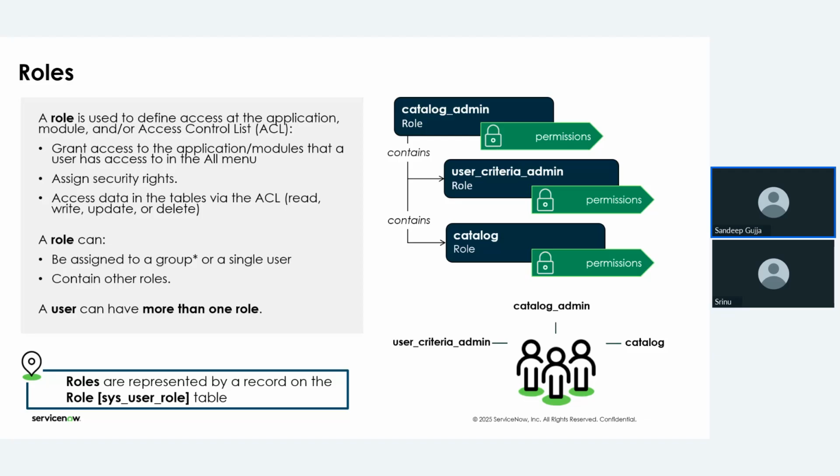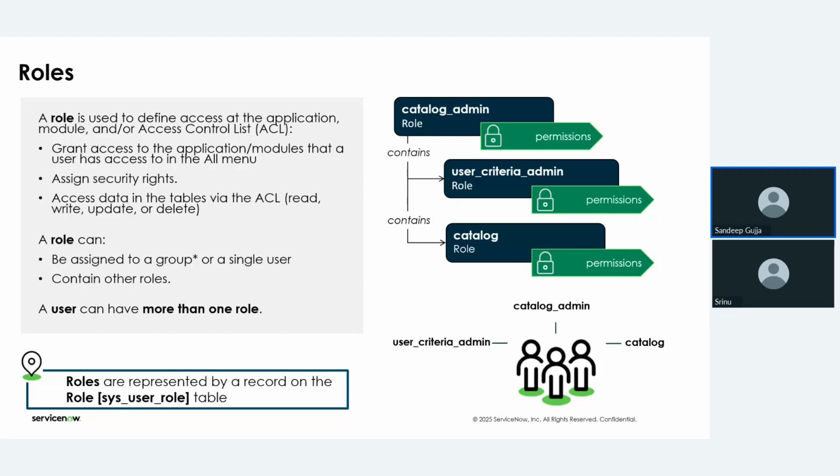Then, if you see guys, we have a few more things: a role can be assigned to a group or a single user. It contains other roles. That doesn't mean there is no other role in the role. It means that in the role you create, we can see multiple roles already created. Whatever roles are created, we can add them in the contains roles, so those permissions will also be added to the role that we create.